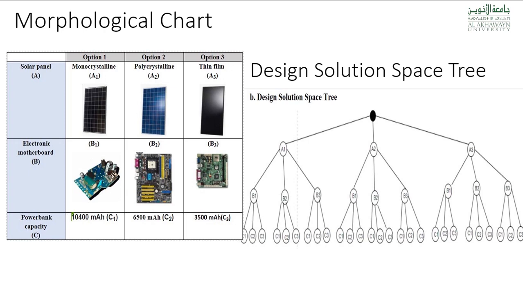As you can see in the morphological charts, we proposed a couple of solutions to three main components of our product, namely the solar panel A, the electronic motherboard B, and the power bank capacitor C. The following is our design solution space tree. Thanks to it, we were able to determine how many solutions we could have proposed to the conception of our product.